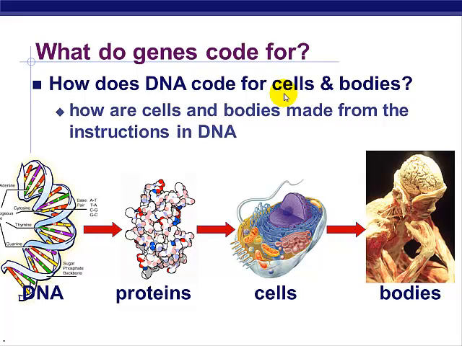DNA is instructions for making proteins. Proteins can be used in the cell or they can be exported from the cell to be used by the body. A person, you can see the muscles and tendons there.